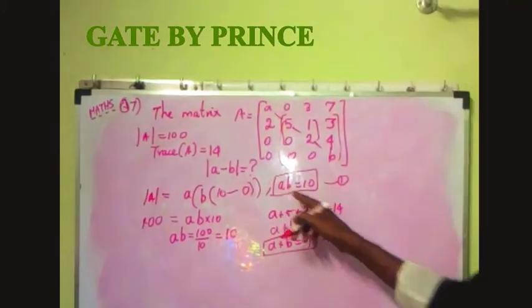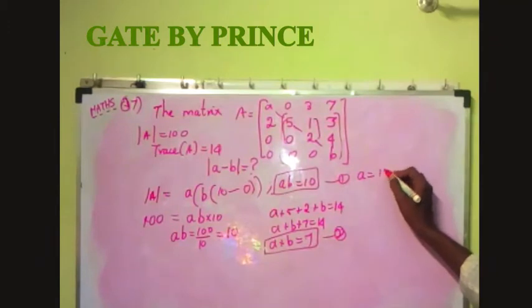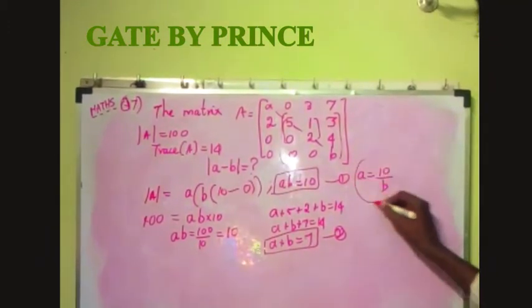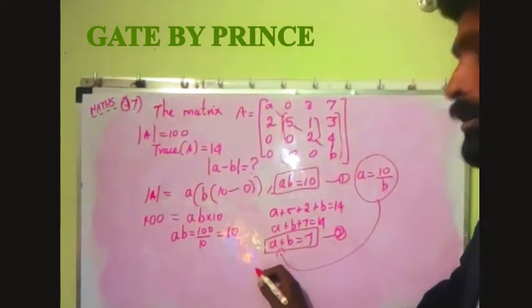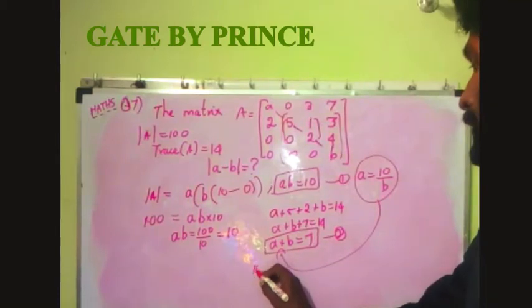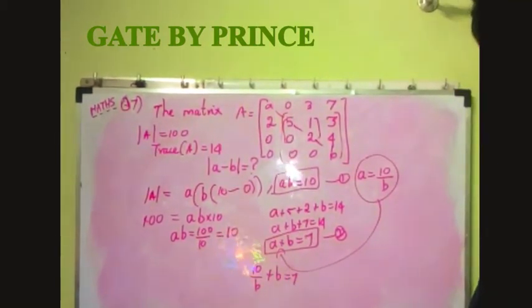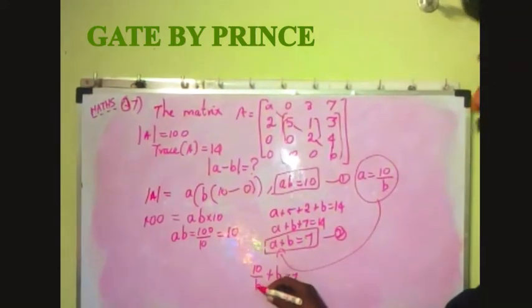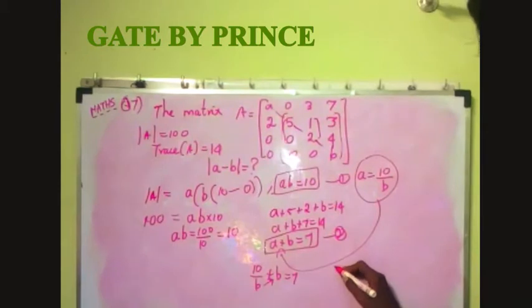So what I have, AB is equal to 10, is it right? So A is equal to 10 by B. Now you take this and apply it here. Instead of A, I write 10 by B. So 10 by B plus B equals 7. Now I think the camera is getting low, so the board is going down. Now I solve this side. You take out the LCM. For this, to make it common, I have to go for B square.